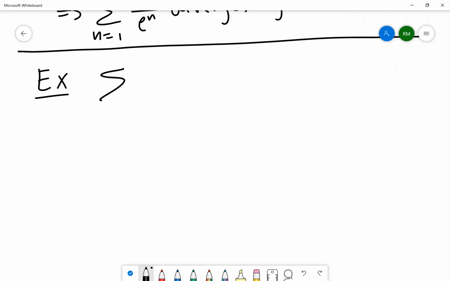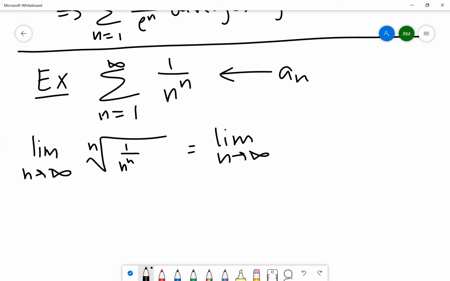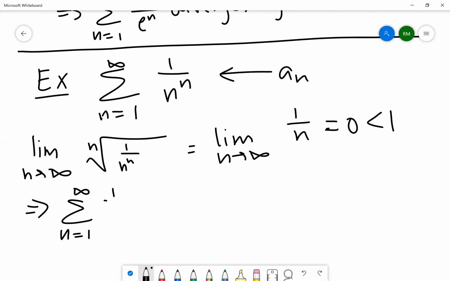So what about the sum 1 over n to the n, where that's our an term? Well, we take the limit again. And again, you can probably do the algebra of what that's equal to inside there. This becomes 1 over n, and that's 0, which is clearly less than 1. And so what this tells us is this sum converges by the root test.